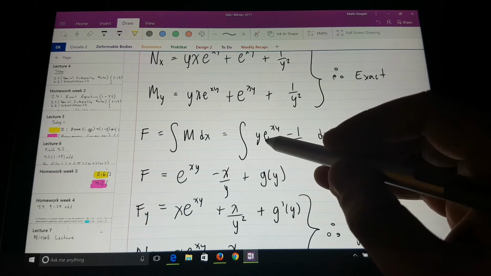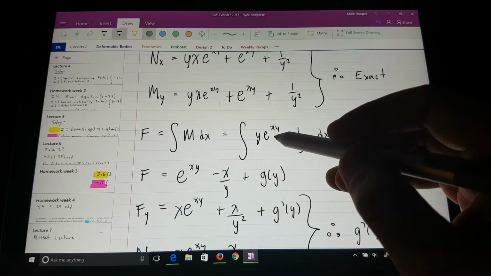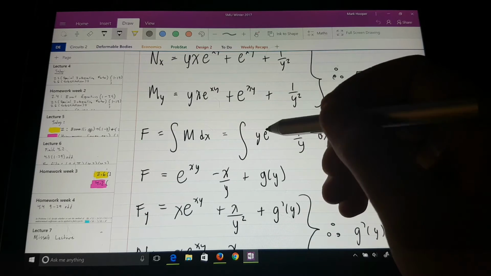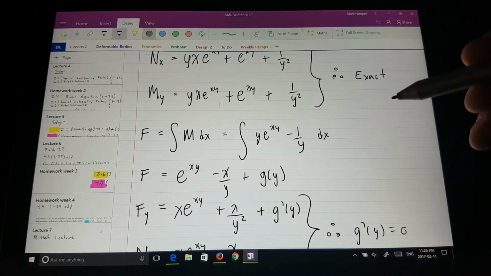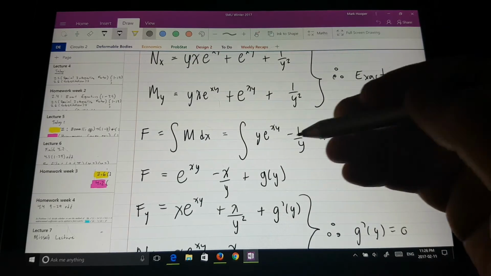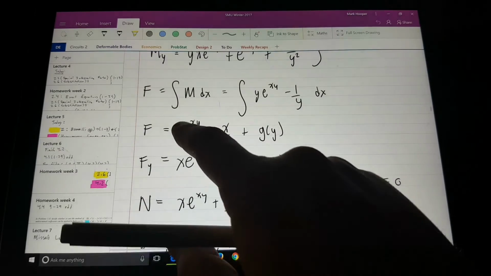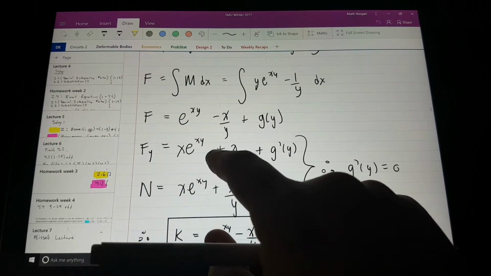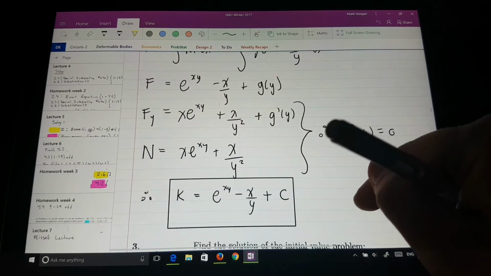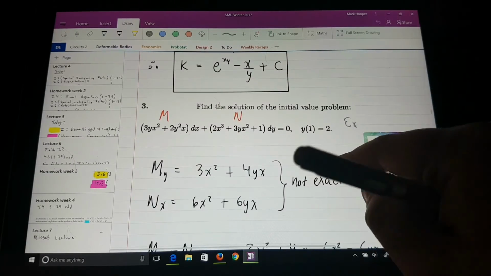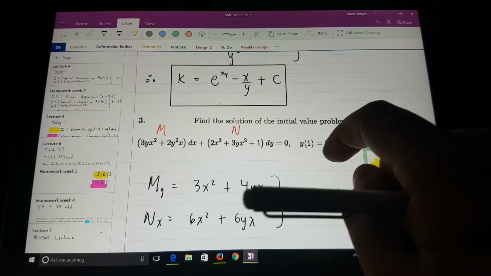So when we integrate that with respect to x, right, because we take the derivative of this, we're going to get that. And then 1 over y with respect to x, you're just going to multiply that by x plus, remember, that function g of y. So then take f with respect to y, you're going to get this. Compare that to n, and it turns out the g prime of y is 0 again, so we get that. So this is the initial value problem version of this one.